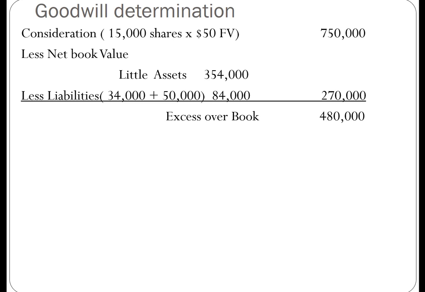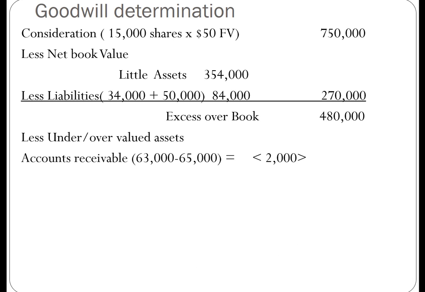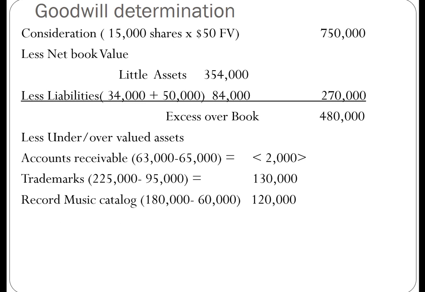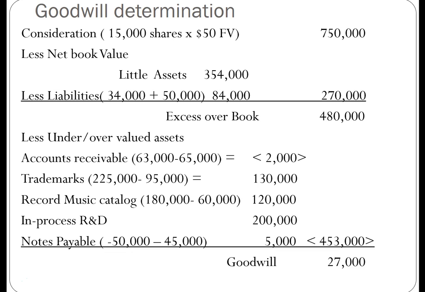The excess over book now must be allocated to under or overvalued assets. The accounts receivable is overvalued, so we're going to have to reduce that or add back in 2,000. The trademark is undervalued by 130,000. The record music catalog is undervalued by 120. The in-process R&D has a value of 200,000, and the notes payable needs to be reduced by 5,000, which you add back in.